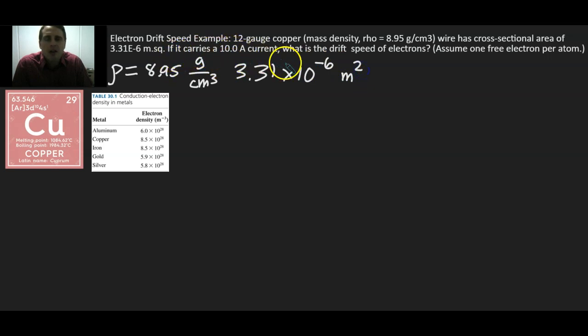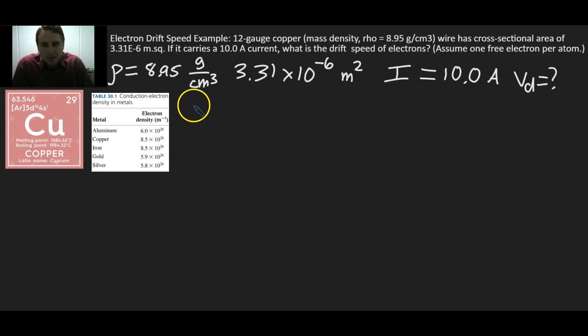Suppose this wire carries 10 amperes of current. So that's the electric current I is 10.0 amperes. And we want to know what is the drift speed of the electrons. So what's the drift speed? And we're going to assume one free electron per atom. Okay, so notice that in order to relate the drift speed to the electric current, let's write down the equation.